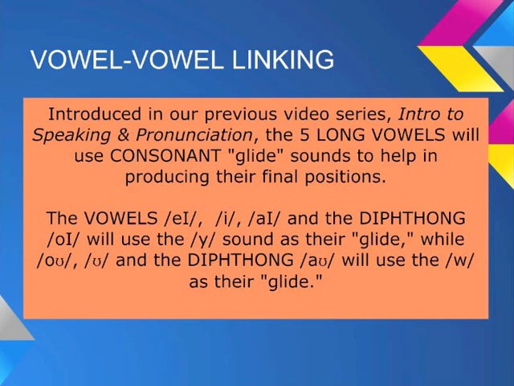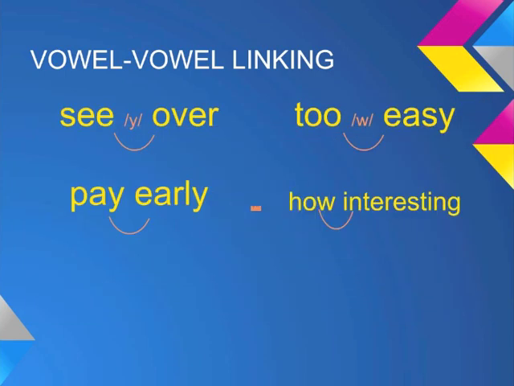So the vowels A, E, I, and the diphthong oi will use that y sound as their glide. Again, notice they all share the I or E sound at the end. While the O, oo, and the diphthong ow will use the w as their glide. And again, part of it has to do with the formation. But now let's take a look and see how these glides work. Listen to how they link together.